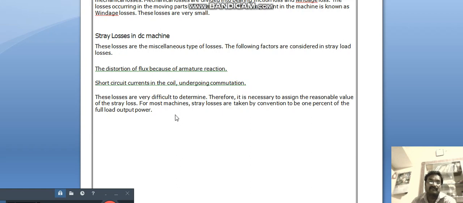So from these things, copper loss will be 30% of the full load losses and iron loss 20% of the full load losses, and brush loss will be 2 volts, which is very minimal. Stray loss is difficult to determine, normally considered as 1% of the full load losses.